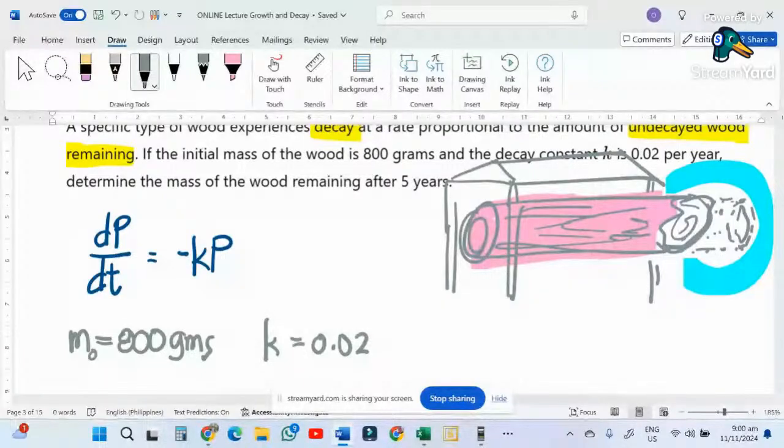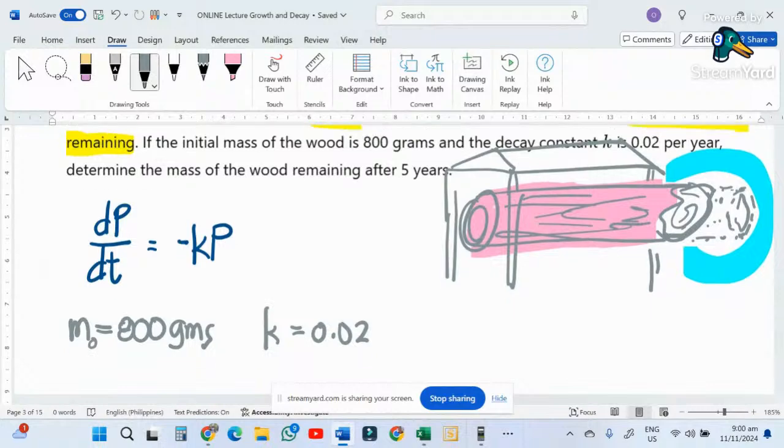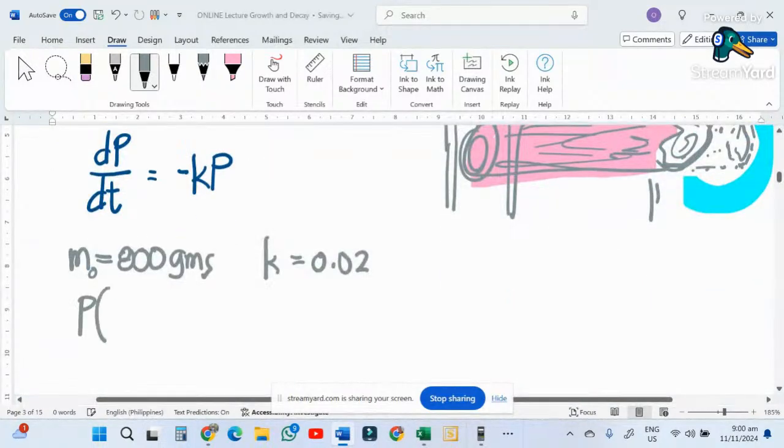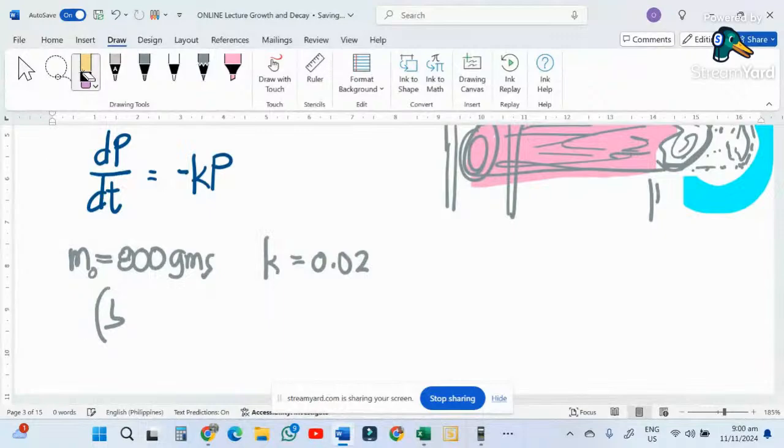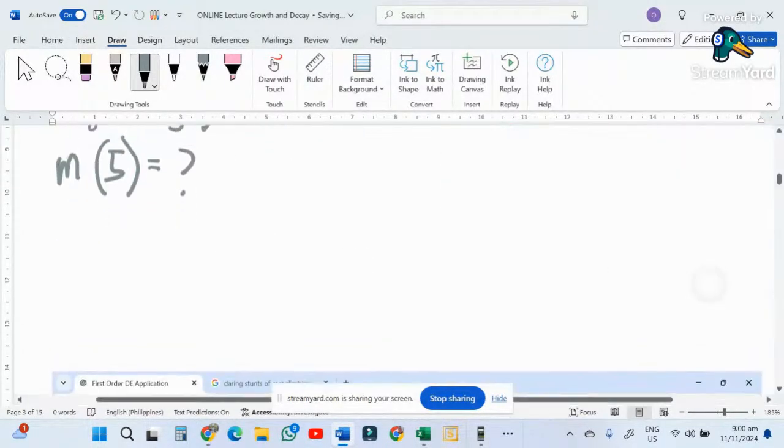Now, determine the mass of the wood remaining after 5 years. So what are we going to find out here? The mass of the wood. So now I'm going to change the P to M, because that is what is mentioned in the problem. M is what we're going to find out. M of 5. That's it. So what shall we do?